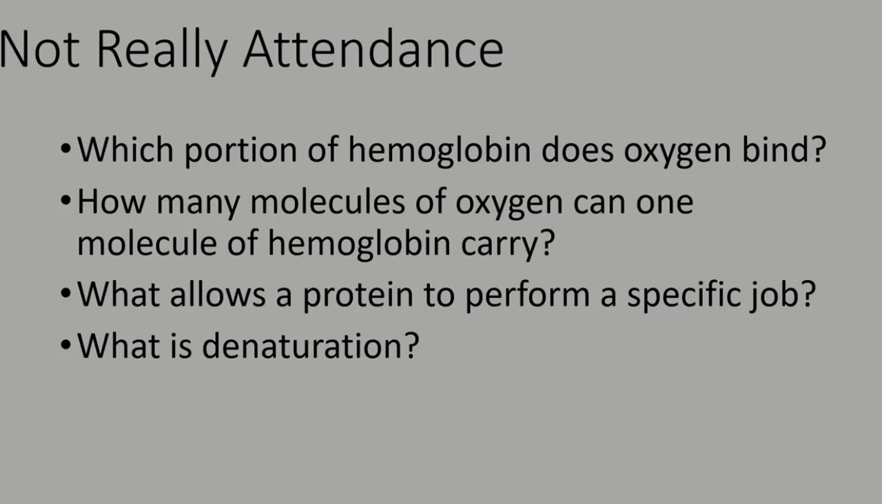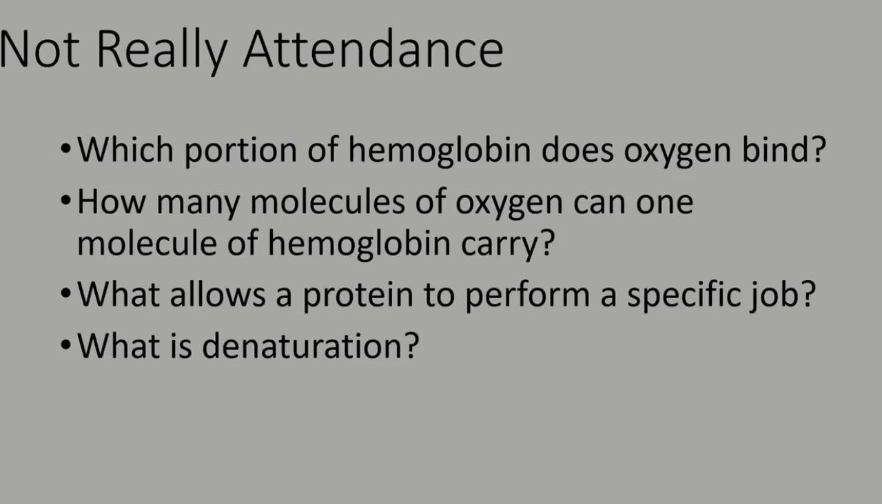And let's look at hemoglobin first. Which portion of hemoglobin does oxygen bind? Well, it binds the heme group. Specifically, it binds to the iron in each of those heme groups. That's the non-protein portion of hemoglobin.